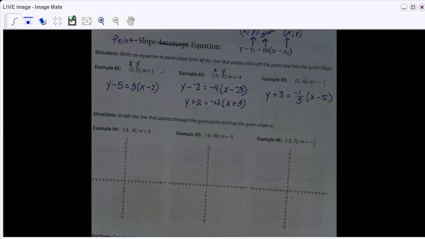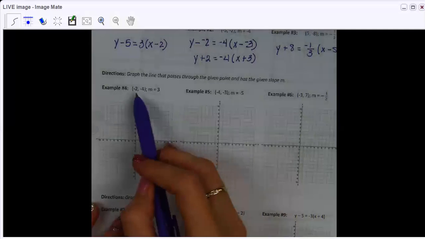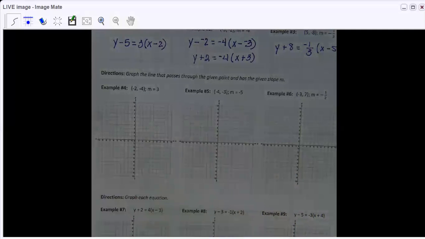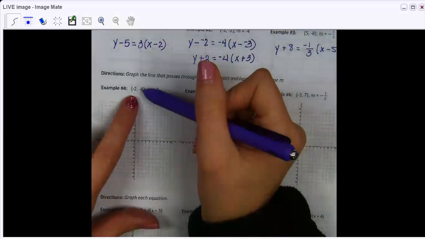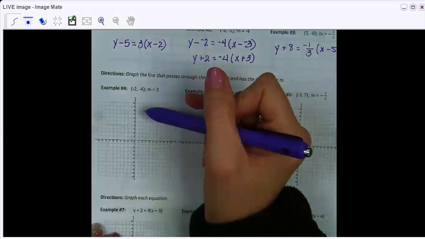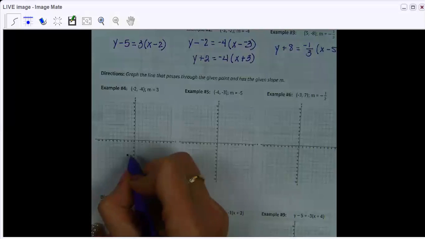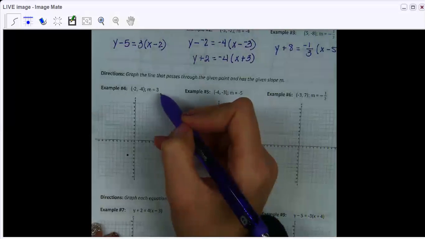Okay, so let's look at the next set of 3 problems. Now, in the previous lesson, we had to plot our y-intercept first and then our slope. This time, we have to plot a point and then our slope, because again, this is the point slope equation. So all they want you to do is take these 2 pieces of information and graph your line. So you're going to start with -2, -4. So I want everybody to graph -2, -4. Okay. And then your slope, which is 3.